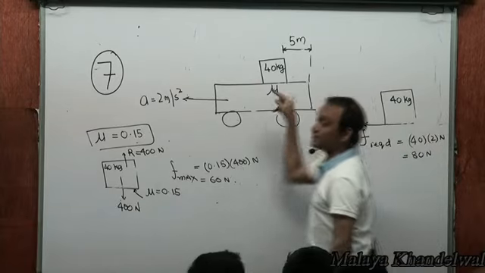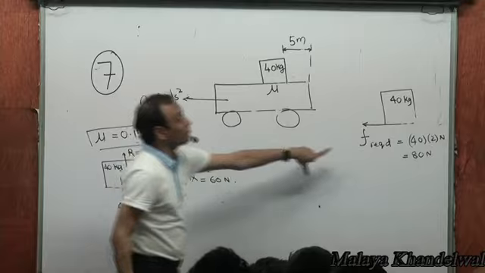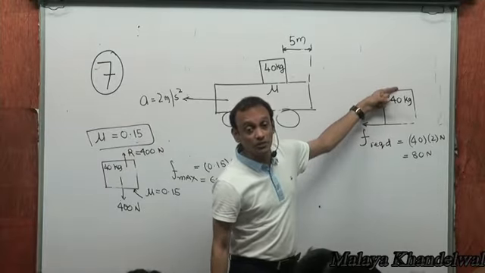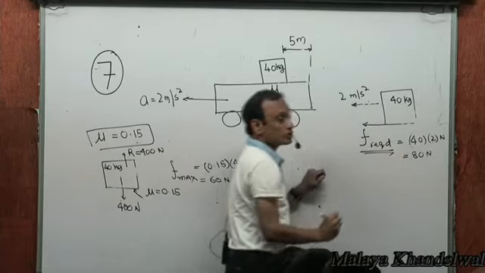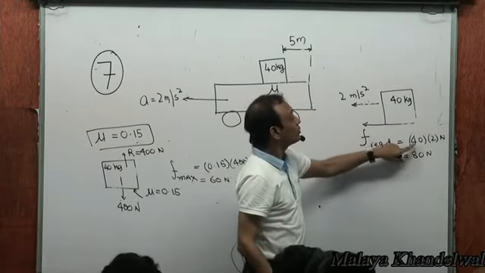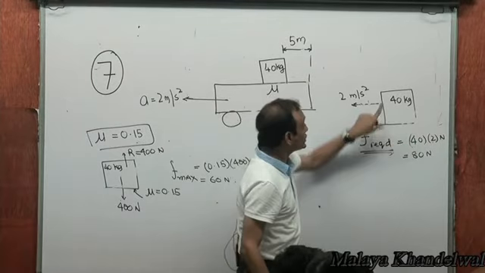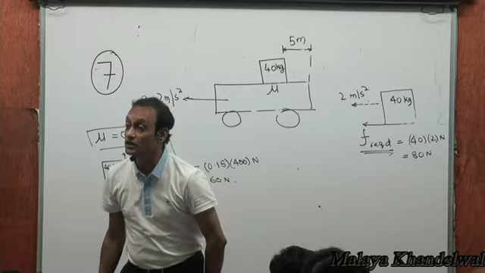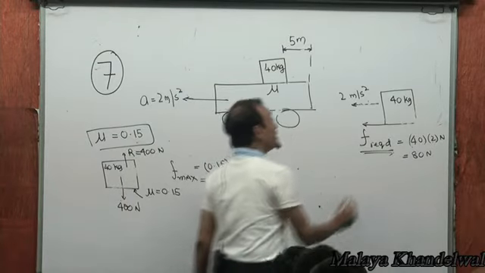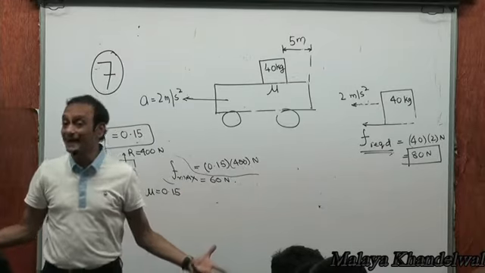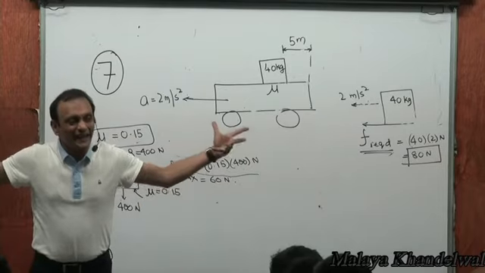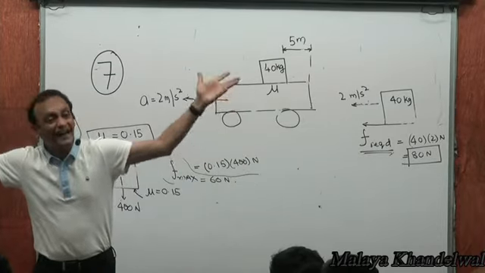In order that the block could have the same acceleration as the truck, how much frictional force must the truck exert on the block? 40 into 2, if at all. I'm not saying that will happen, but the required value of the frictional force that the truck must exert on the block must be 40 into 2 in order that the block could have the same acceleration as the truck. But required is 80 newtons. What is the maximum available? 60 newtons. That means required is more than available. Therefore, available is not adequate enough.